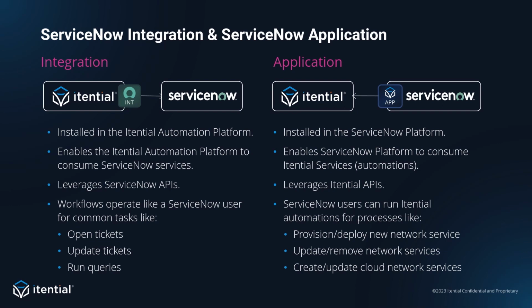So it's going the other way. Now ServiceNow becomes the super user, if you will, of whatever services Itential can provide to the ServiceNow platform and their users. In this case, it's automations that have been published by the networking teams, right? The networking teams build automations, test automations, run automations, and then they can publish them for use. This application allows them to be used inside the ServiceNow platform by ServiceNow users. This also uses APIs, but in this case, ServiceNow is leveraging the APIs that we expose in the Itential platform.